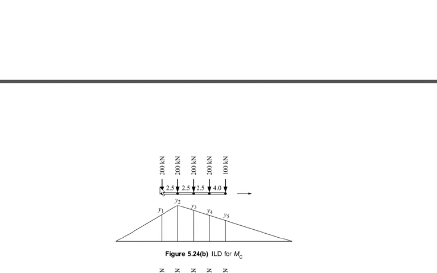As in this figure, the fourth load, the 200 kilonewton, we are placing on the section C. So now 100 into y5 plus 200 into y4 plus 200 into y3 plus 200 into y2 plus 200 into y1 will give the value of the maximum bending moment on C.